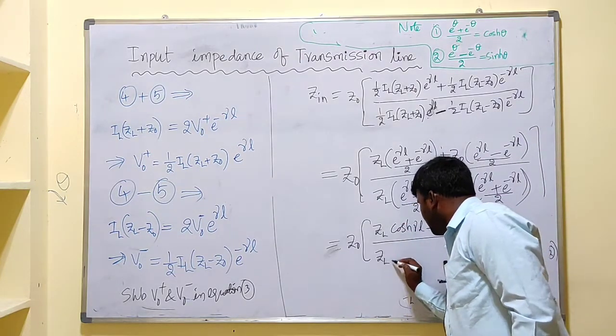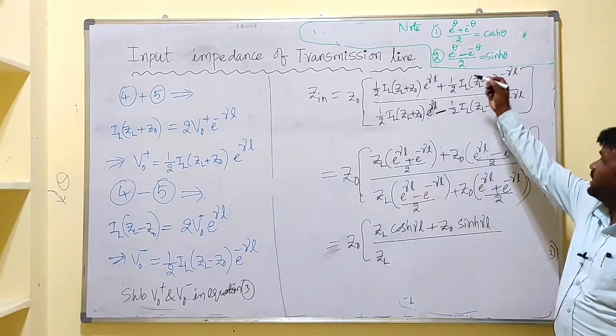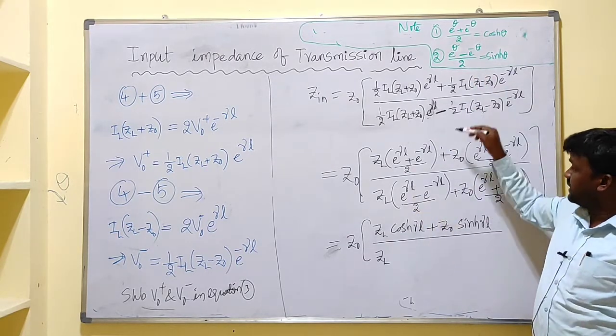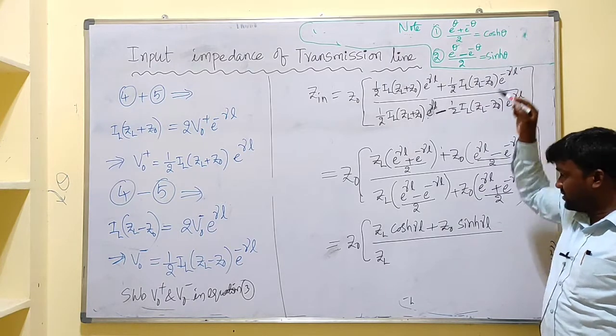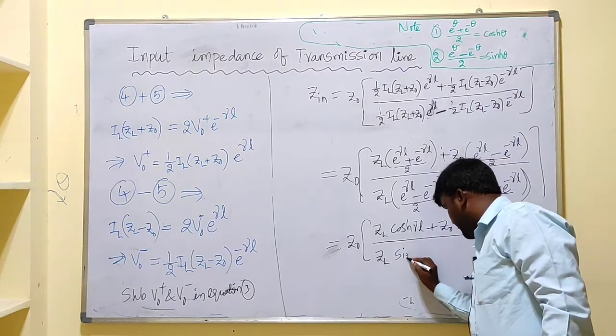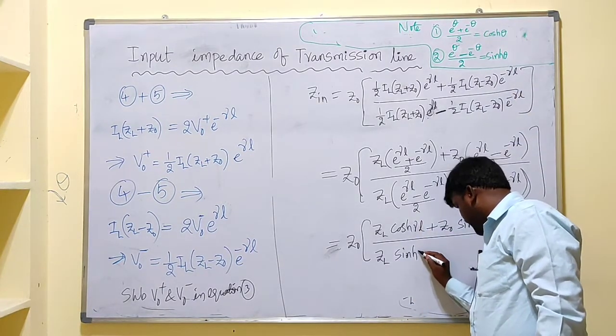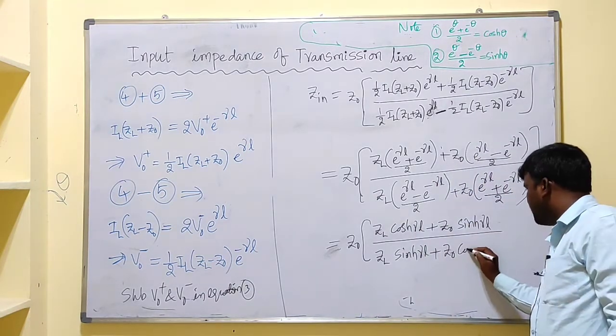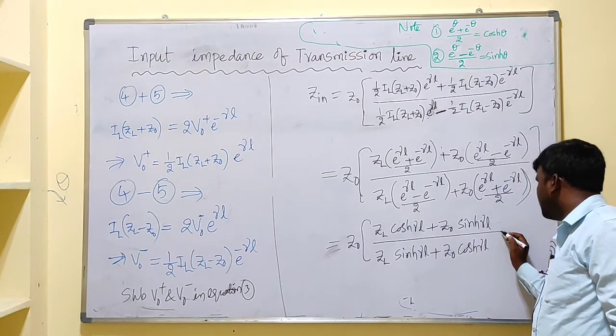ZL. It is in the form of what? E to the power theta minus e to the power minus theta by 2, which is equivalent to sin h theta, where sin h theta is nothing but sin h gamma L, plus this one is nothing but Z naught cos h gamma L.